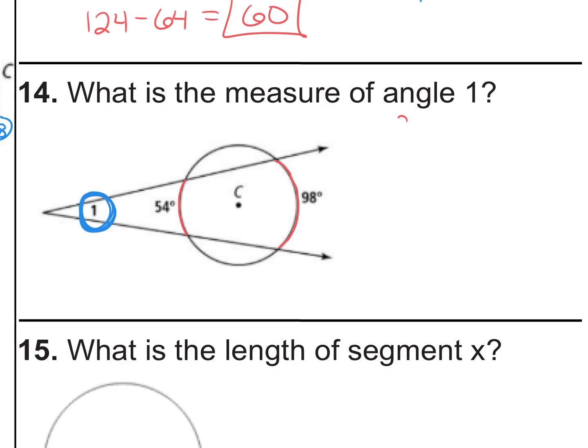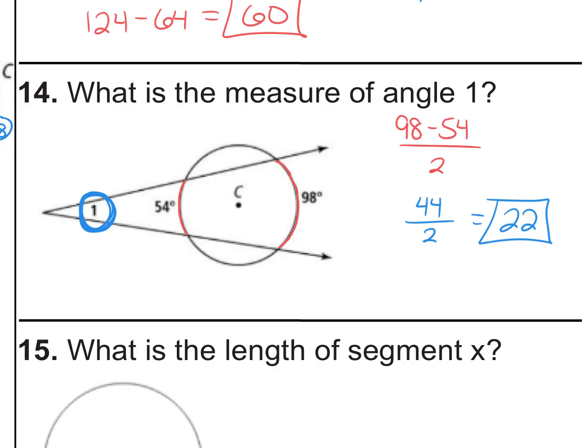Divide by 2. So I'm going to take 98 minus 54 divided by 2, which is what? 44 divided by 2 is 22. So wherever you have an angle on the outside, you're going to subtract the 2 arcs and divide by 2.